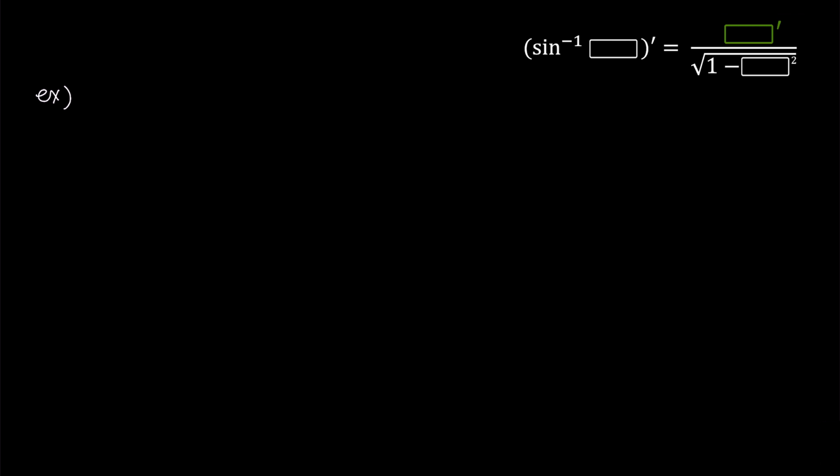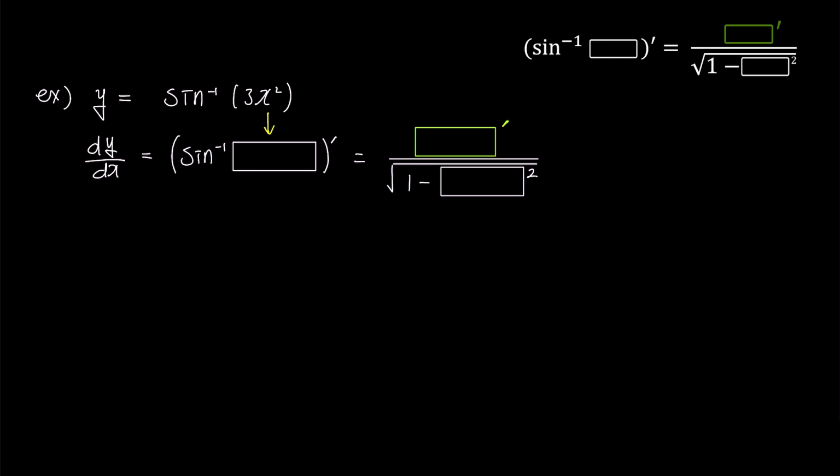The first example is y equals inverse sine 3x squared. To find dy over dx, we'll use the formula mentioned earlier. Comparing the formula with our problem, we can easily see that the white box on the left should contain 3x squared. Therefore, we'll also put 3x squared in the corresponding white box on the right. Now we just need to substitute the derivative of the white box, which is 6x, into the green box. Simplifying the answer, we get 6x over square root 1 minus 9x to the power 4.